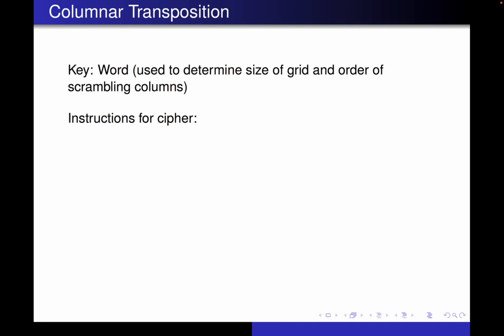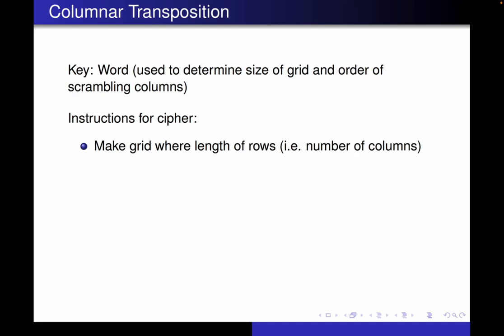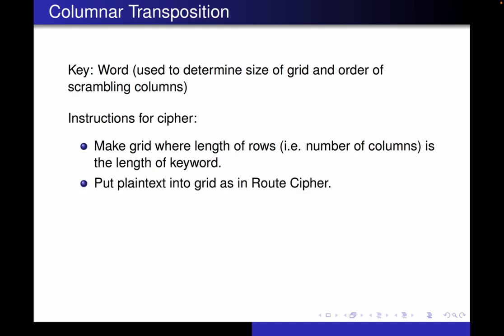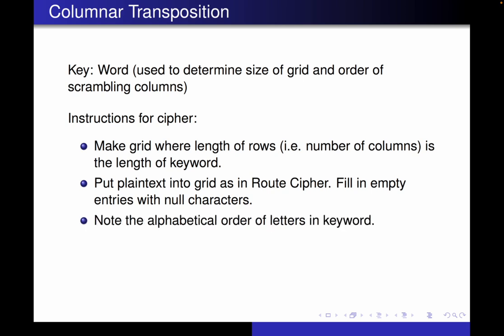So here are the instructions we're going to use for the cipher once we have that keyword. First, we make a grid where the length of the rows, which is the number of columns, is the length of the keyword. Then we put the plain text into the grid as we did in the route cipher, starting at the upper left, doing one row at a time and working our way down, using just as many rows as we need to fit the words from our plain text. Any empty entries at the end, we fill in with null characters, just like we did before.